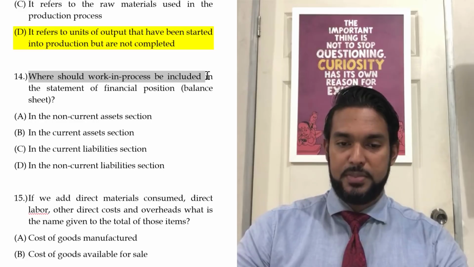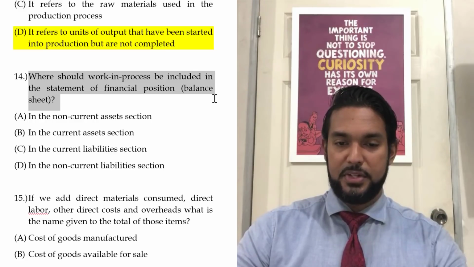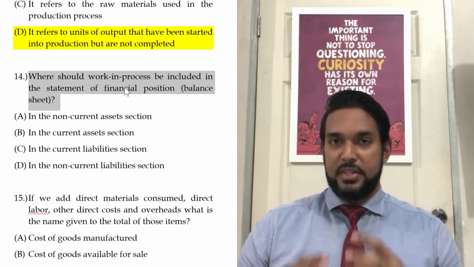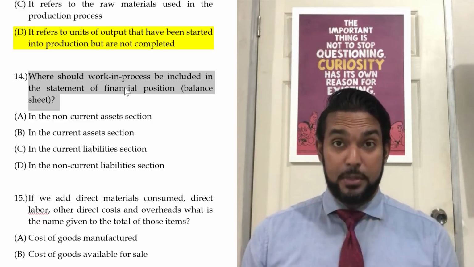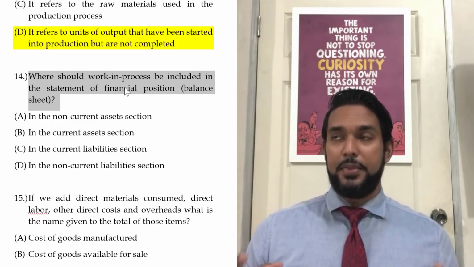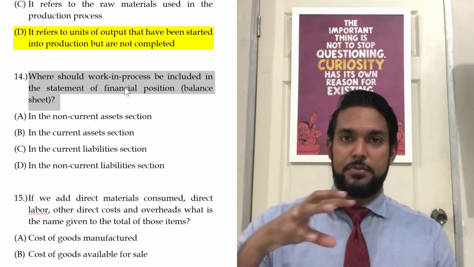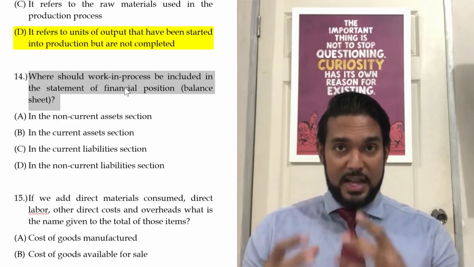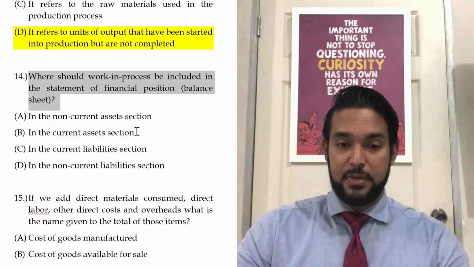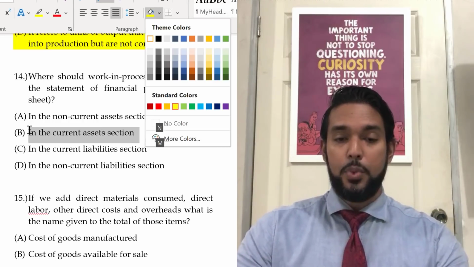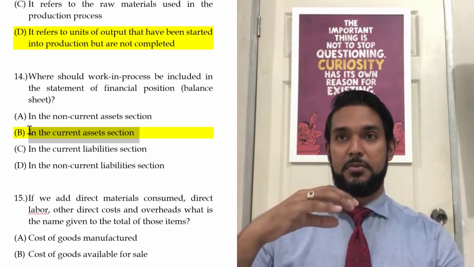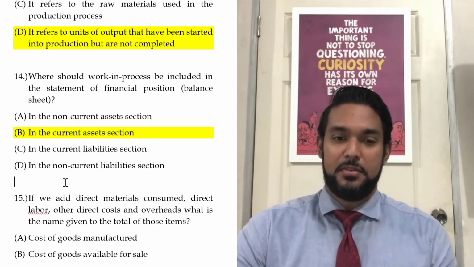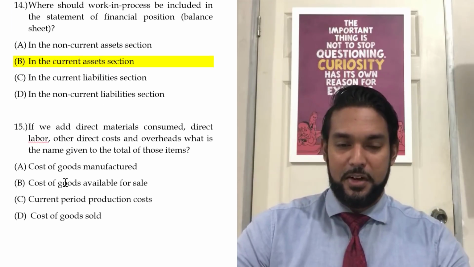Where should work in process be included in the statement of financial position or balance sheet? So work in process is, like I said, goods that are incomplete, which we are going to complete and end up selling. They are collections of materials, labor, and overhead, collections of cost. So those are assets, and more specifically, current assets, because we expect to turn them into finished goods within a year, most likely.